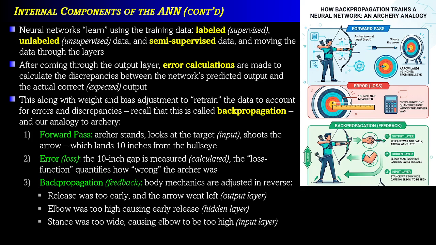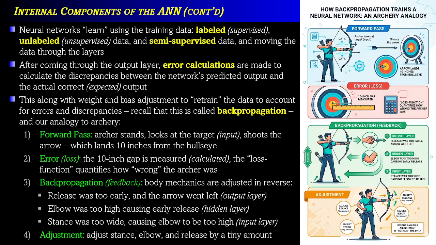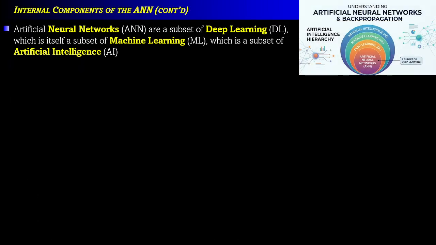And then we'll go through the backpropagation process again to make even more subtle adjustments to see if our error loss function calculation is getting closer and closer to the bullseye. So it's an adjustment. Adjust the stance, adjust the elbow, adjust the release by a tiny fraction through backpropagation to try and get a little closer to our goal.